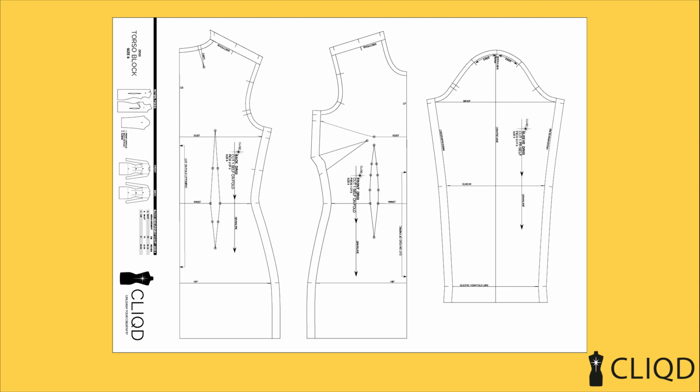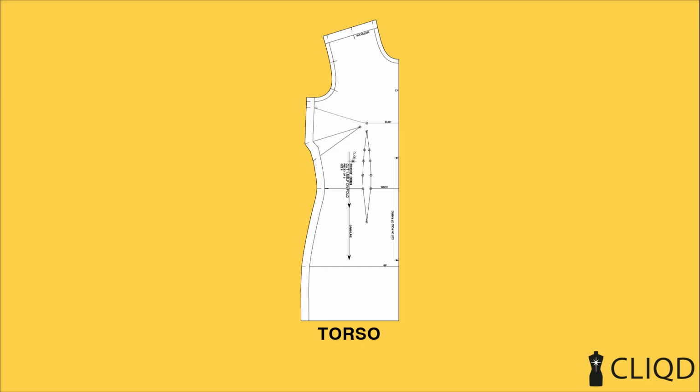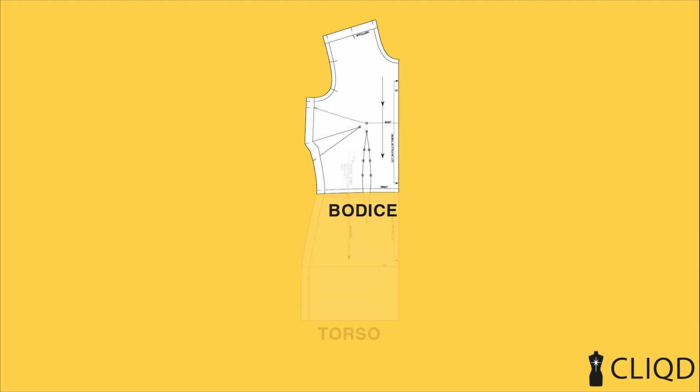For this demonstration, I'm going to use my torso block, which I sell on my website, CLIQDPatternKits.com. I perfected this block over my career working for brands like Alexander McQueen and Jenny Packham, and it's the block I use when I want to make dresses that have dart manipulation. And for this demonstration, I'm going to turn the torso block into a bodice block.